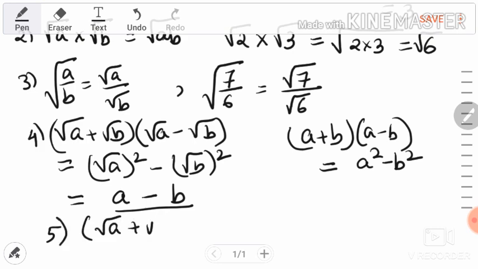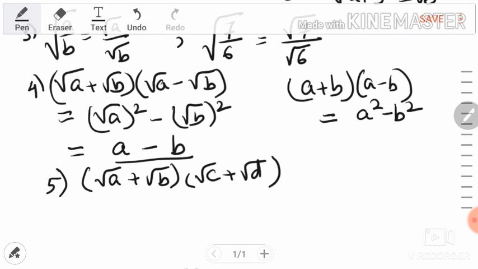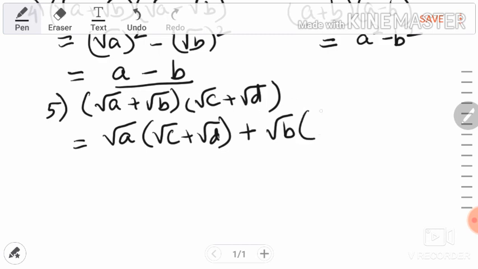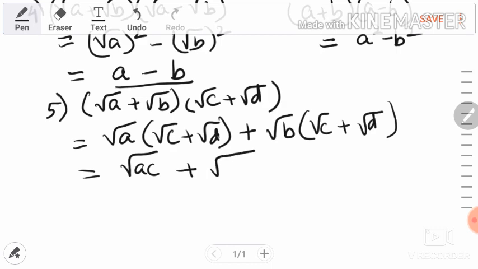Root a plus root b into root c plus root d. Multiply root a to each term of the second bracket. So root a into root c plus root d plus root b multiplied by every term of the second bracket, root c plus root d. So this is same as root ac plus root ad plus root bc plus root bd.